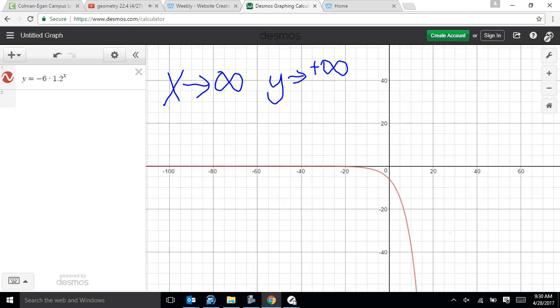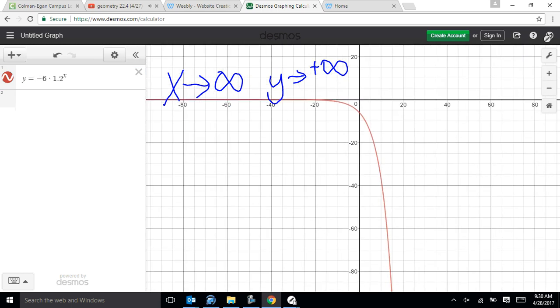We can change this by putting a little negative. All right, so now what's happening? Decreasing. As we head to the right, what's our graph doing? Decreasing, and it's going to negative infinity.